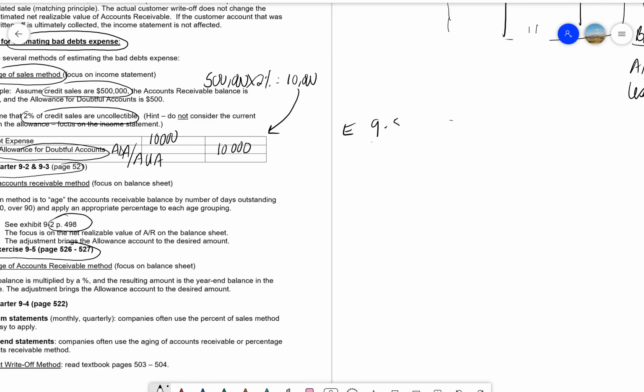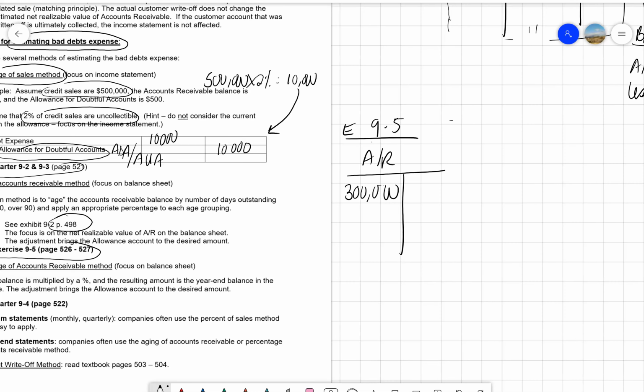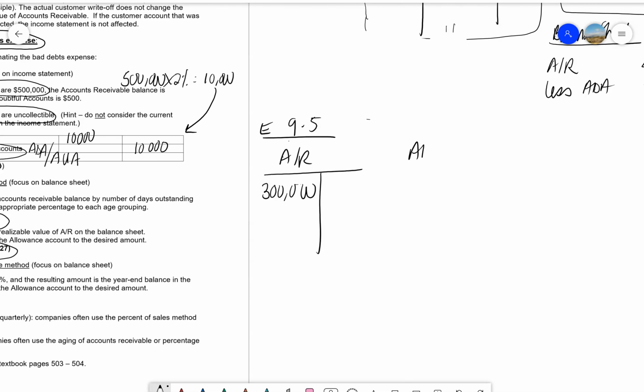In exercise 9-5, we know that our accounts receivable is $300,000. And currently in our allowance for doubtful accounts, we have a balance of $8,900. Now this is before our adjusting journal entries.